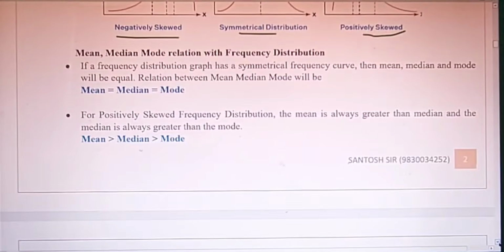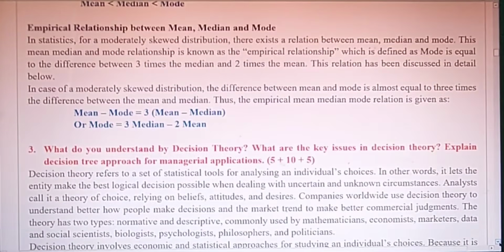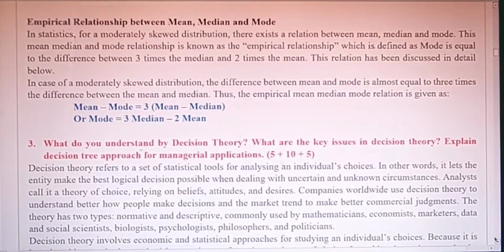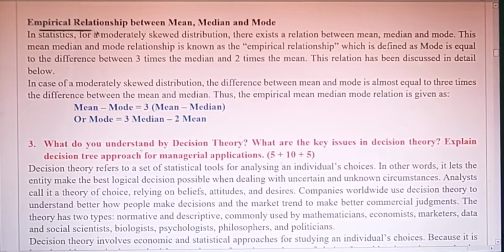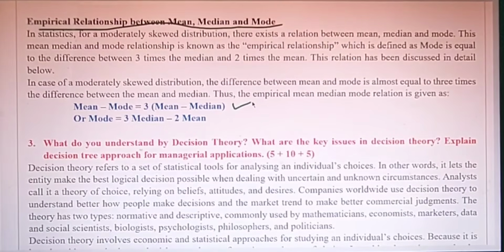And this is what I've written again, like positively, negatively, and symmetrical skewness. Then this is the empirical relationship between mean, median and mode. And this relation, this formula you have to remember. That is, mean minus mode equals 3 into (mean minus median).